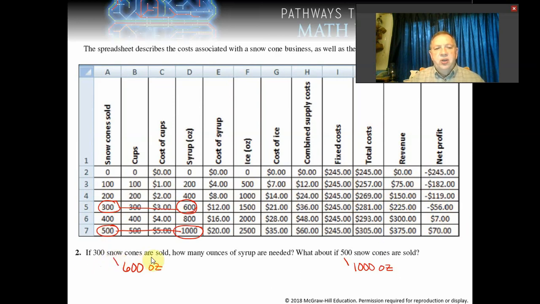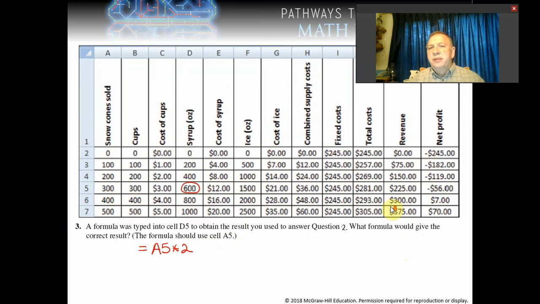So if 300 snow cones are sold, how many ounces of syrup are needed? I would go to the table. I'm going to sell 300. I need 600 ounces. What about if 500 snow cones are sold? I go down here. I'm going to need 1,000 ounces. So this table builds out everything that I need as far as my business cost and my revenue and my net profit.